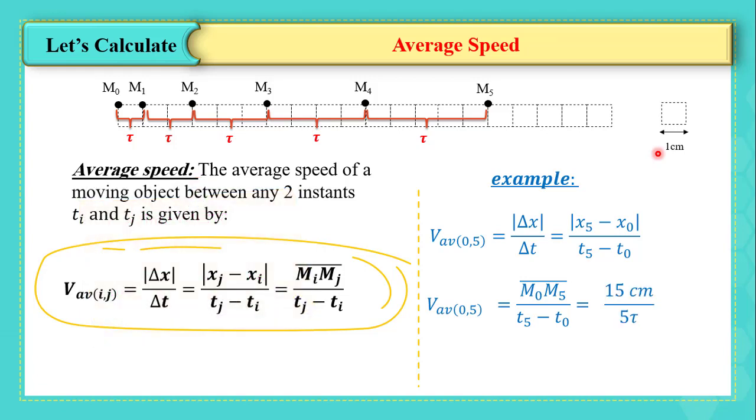Then the average speed between the instant t0 and t5 is equal to 15 centimeters divided by 5 tau, where tau is equal to 50 milliseconds. From millisecond to second, we multiply by 10 to the power minus 3. This gives us 0.15 meter divided by 5 times 50 times 10 to the power minus 3 second, which gives us 0.6 meter per second.